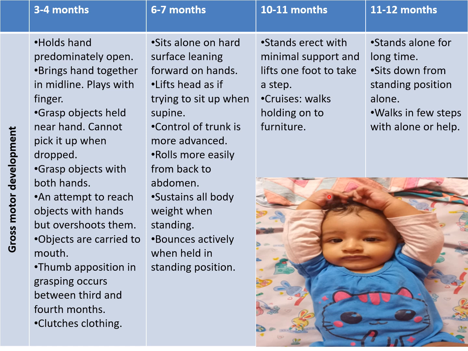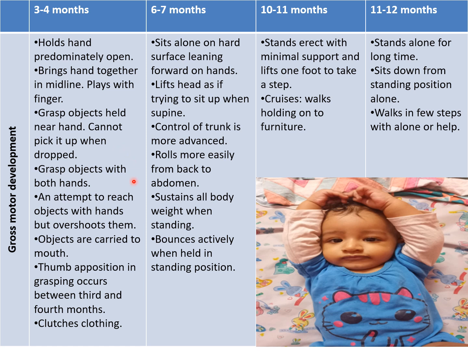Gross motor development. They hold the hand predominantly open, so their hands will be open most of the time. They bring the hands together in the midline. You can see this in the picture. They play with fingers. They will grasp objects held near the hand, but once that object is dropped, they are not able to pick it up.